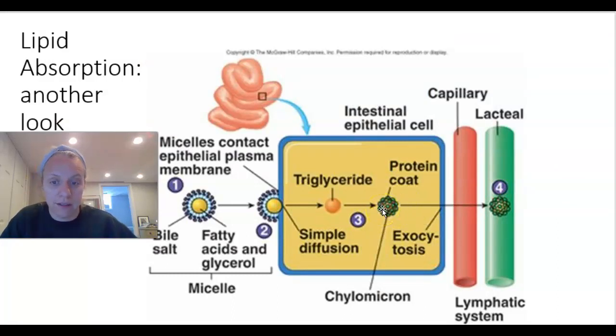of the villus epithelial cell. We actually use exocytosis here. So we use vesicular transport, and we get this whole big structure out via exocytosis. Notice that the chylomicron does not go into the capillary. It goes into the lacteal.